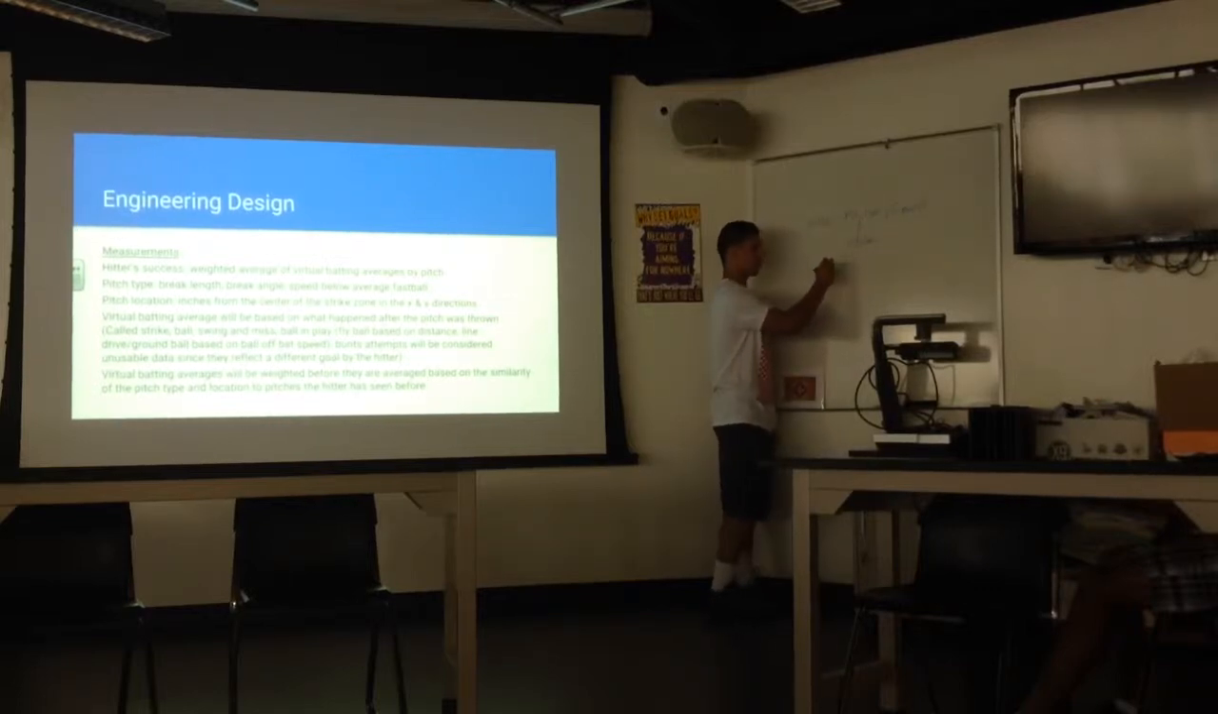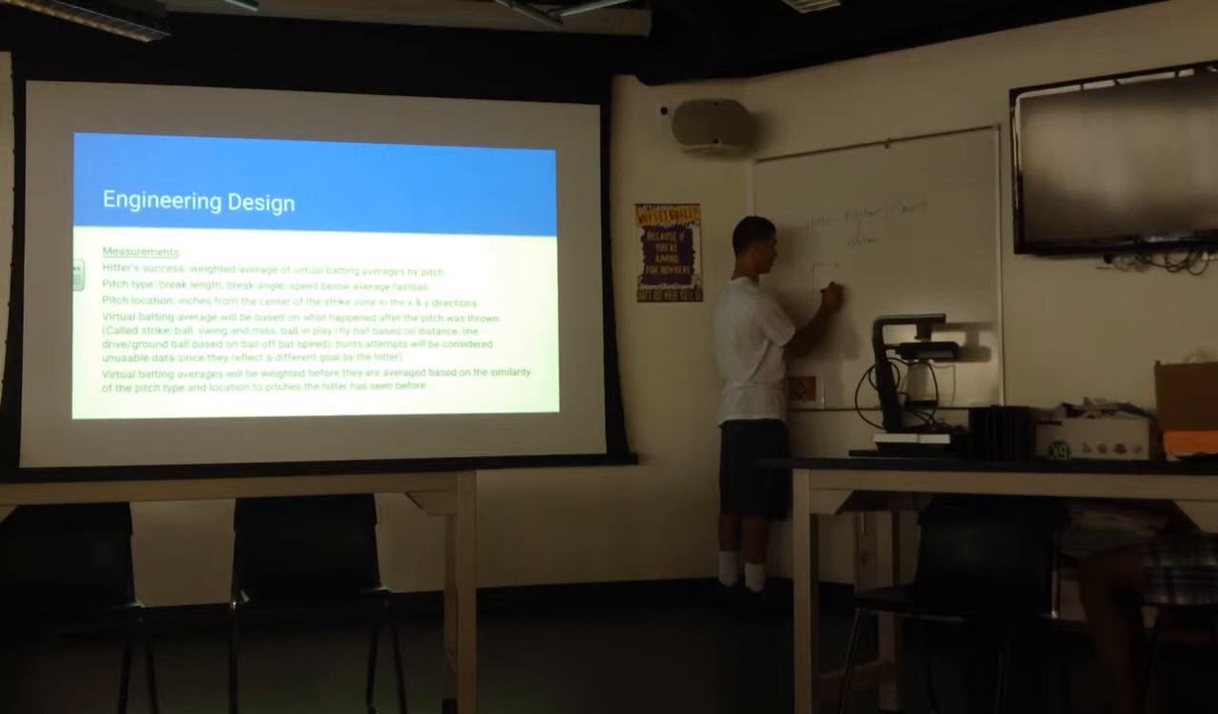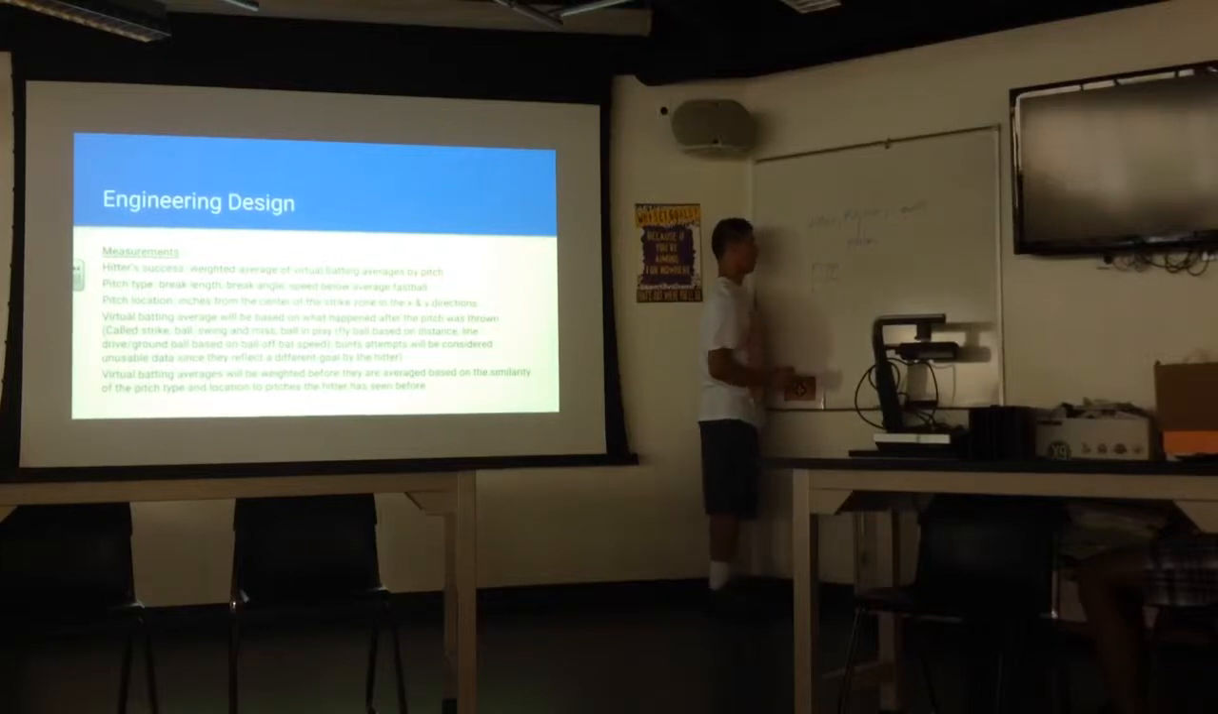So what it does is it takes every pitch that was thrown to the hitter. It factors in location, which is an X and Y coordinate on here. It factors in the amount of break, so the magnitude of that line, and it factors in the angle of that line from the horizontal. And that's how it determines how similar one pitch is to another.